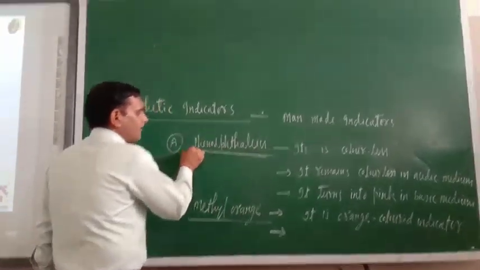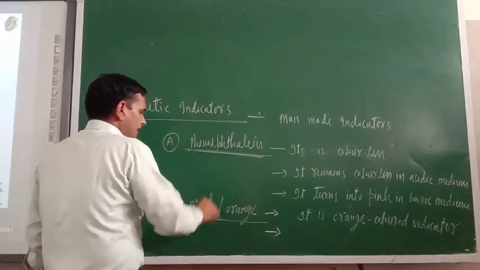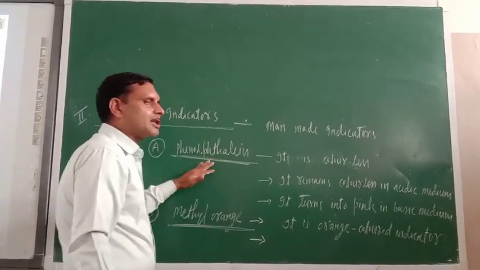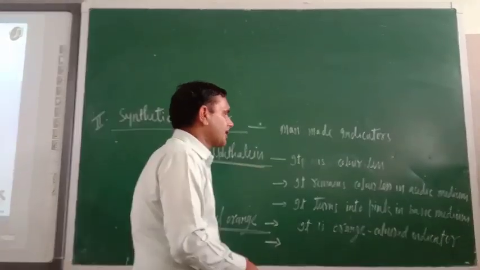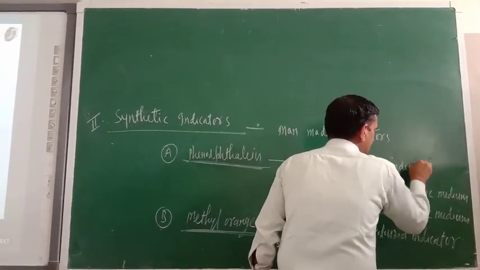The first one is phenolphthalein. Phenolphthalein is a synthetic indicator. The second one is methyl orange. One by one I will teach. Phenolphthalein is a colorless indicator.